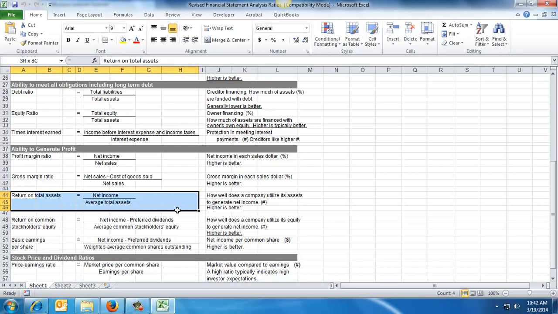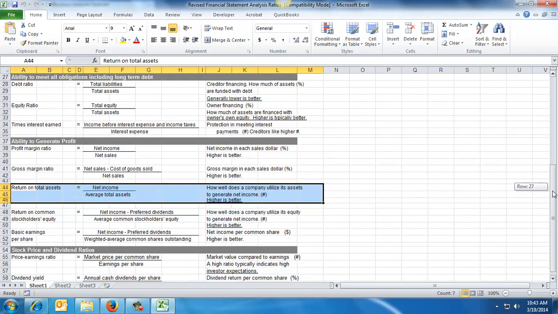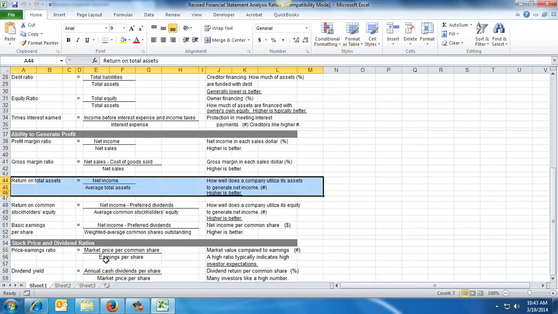Return on assets down below here is a similar measure, but this measures how well do we take our assets and convert those into income. Again, anytime we're going to see net income in the numerator of a fraction, like here and like here, we're going to want a higher number. What's good enough for us? Generally, we're going to have to compare to what we've done in the past and also to what our competition has done. We're not really going to get into the stock price and dividend ratios, but these are here for your information.